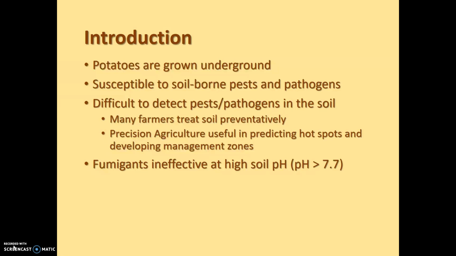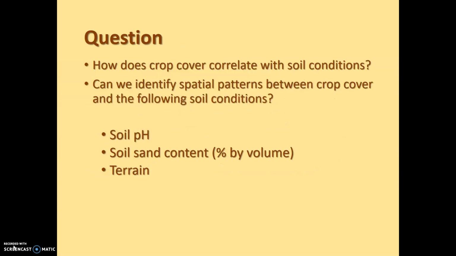In Eastern Oregon, where there's not very much precipitation, you've got calcareous soils, so you're going to have higher pH. A lot of the soils out there are problematic for fumigation. So I wanted to see if it's possible to identify patterns spatially and to develop models for predicting hotspots. My question: how does crop cover in potato correlate with soil conditions? Can we identify any spatial patterns between crop cover and the following soil conditions? I picked soil pH, soil sand content, and terrain.